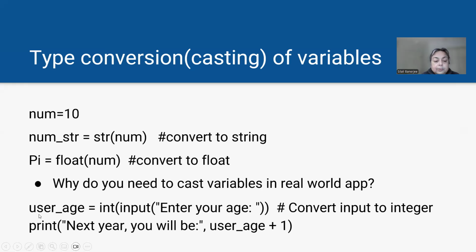Here's an example. When you say user age, you get the input, enter your age. Whenever you input a variable from the keyboard into your program, it goes in as a string. So in the next line, you try to say that next year you will be user age plus 1. You cannot add 1 to a string. You use this plus sign in connection with strings, but that is totally different. This will produce an error.